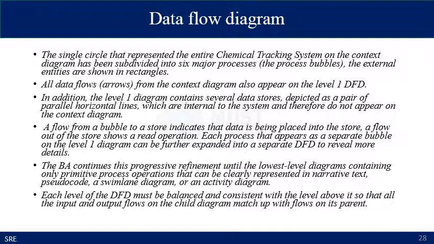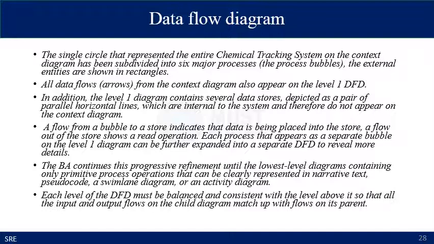In addition, the level 1 diagram contains several data stores, depicted as pairs of parallel horizontal lines, which are internal to the system and therefore do not appear on the context diagram. Similarly, a flow from a bubble to a store indicates that data is being placed into the store, or if the direction is reversed, then the process specifies the reading of data.